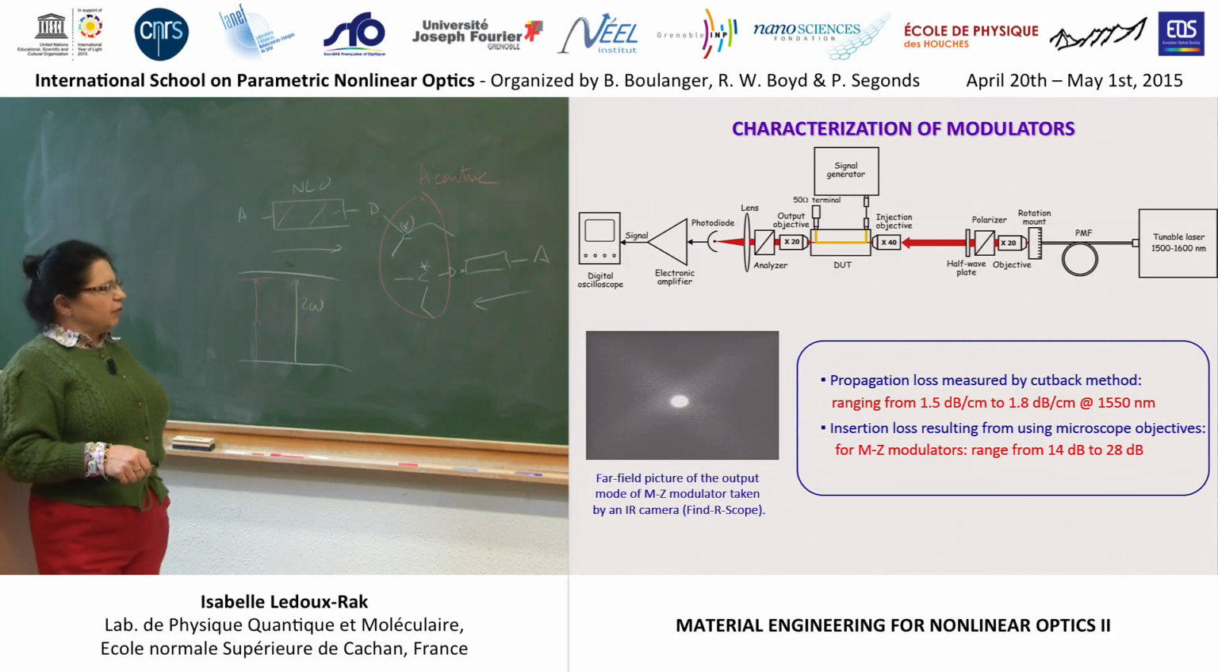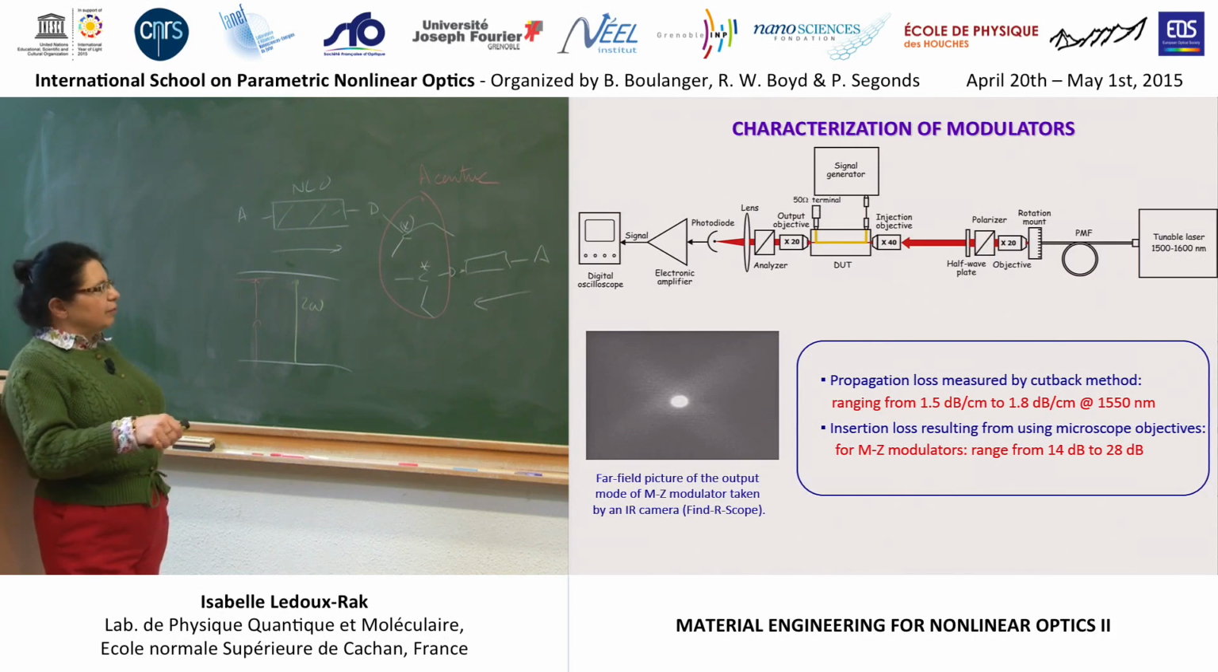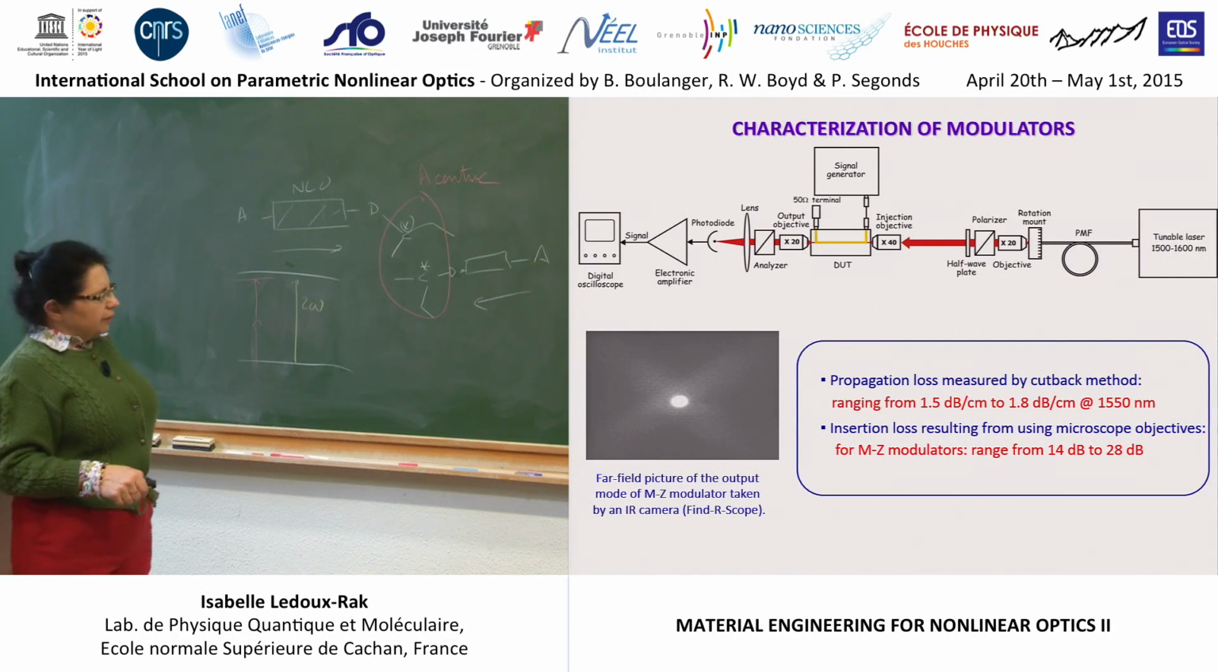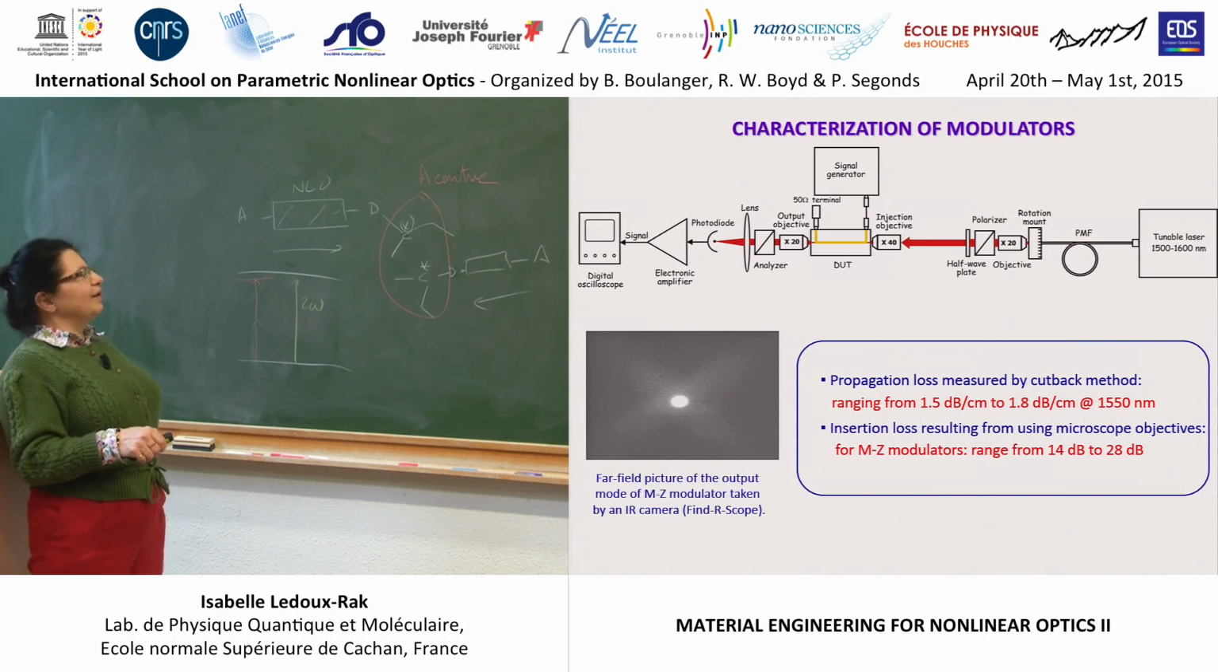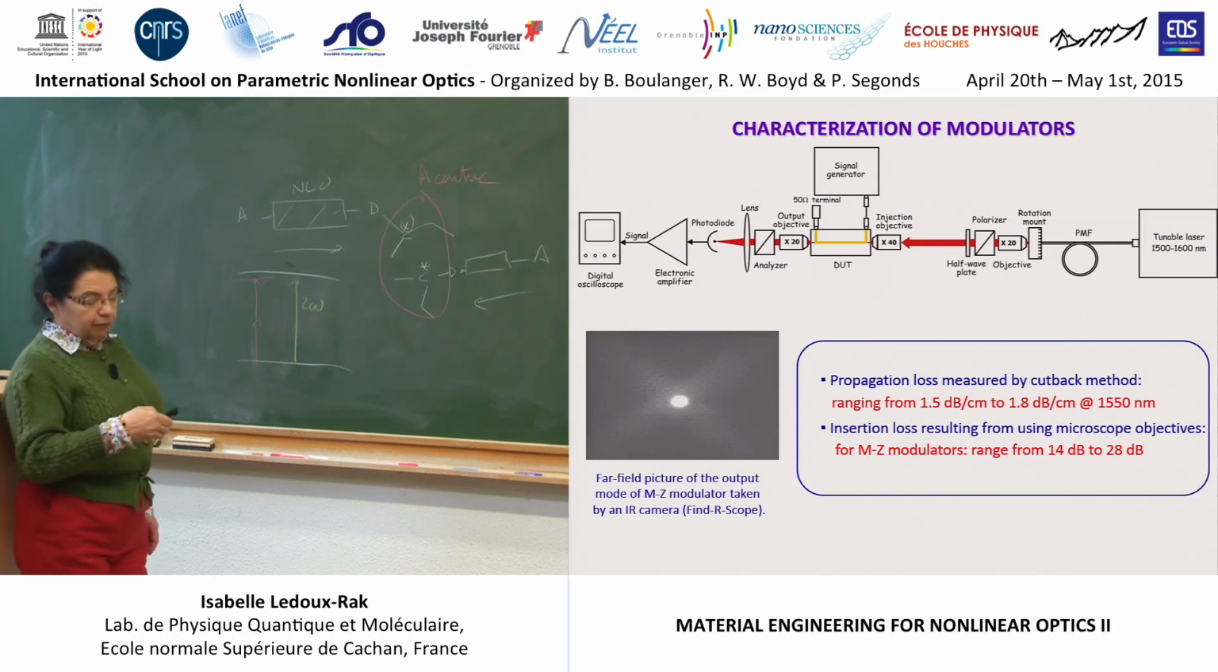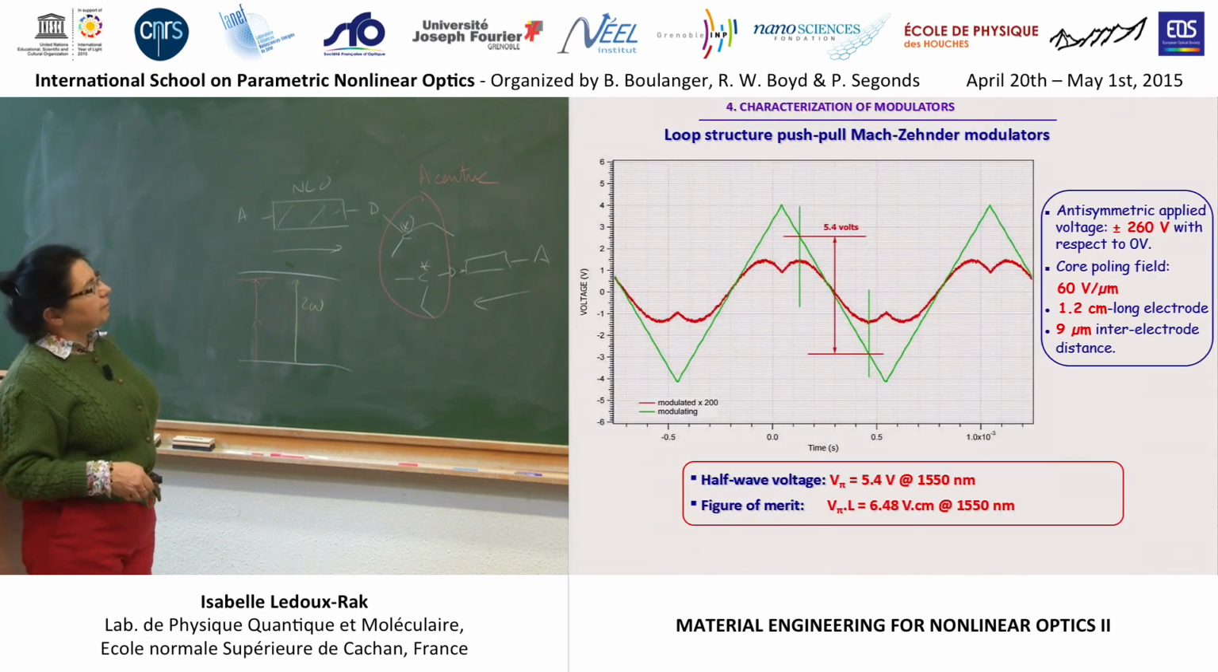Propagation losses are measured by the so-called cutback method. It's a relatively barbarian system. When you make some waveguide, you cut the waveguide at different lengths and measure the losses at the output. And it's also necessary to find insertion losses. So there is a relatively lossy medium, but in spite of it, it's suitable for electro-optic operation.